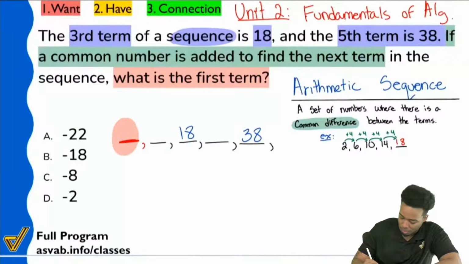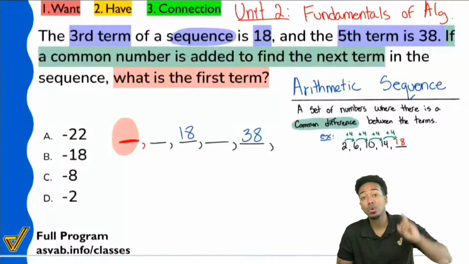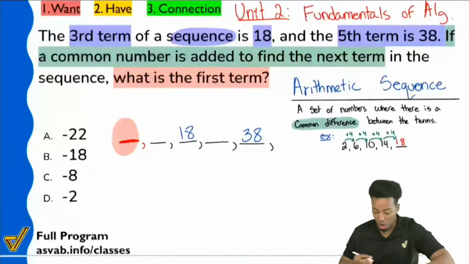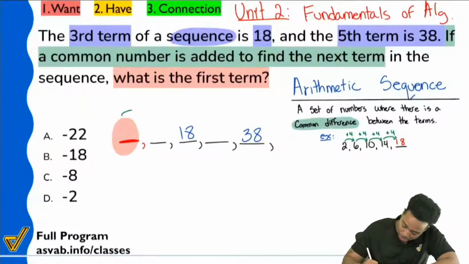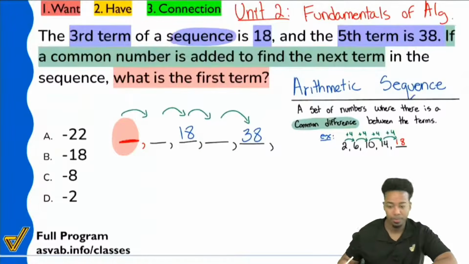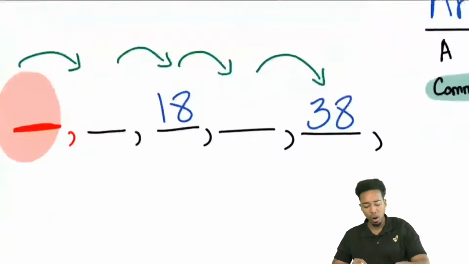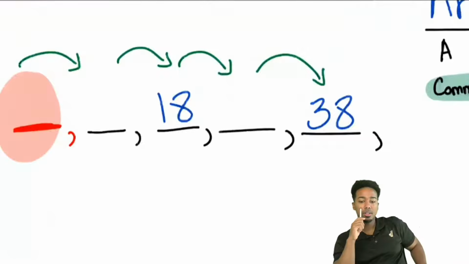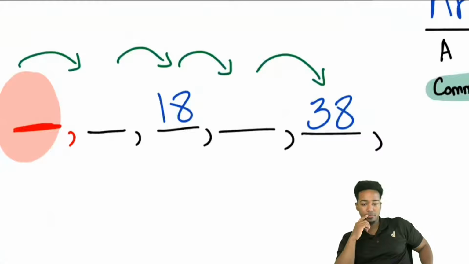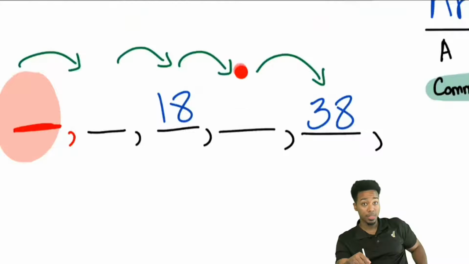We want number 1. We have number 3, we have number 5, but what we know is that the same number is being added from here to get to here, from there to there, there to there, and there to there. My party people, what is that number going to be? If I want to go from 18 to some number, then some number to 38, what are we adding every single time?